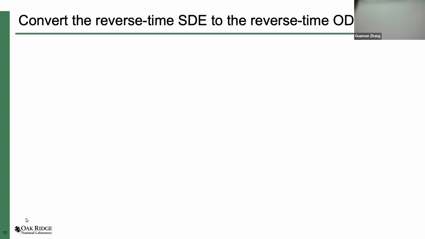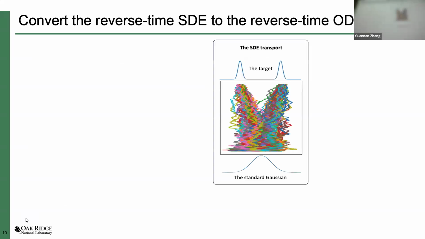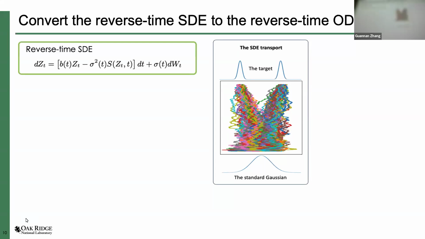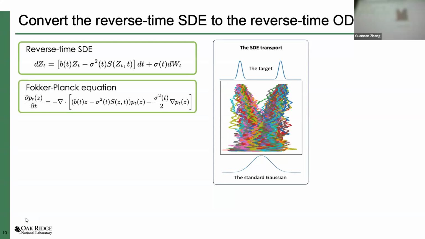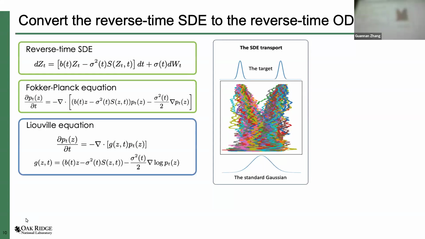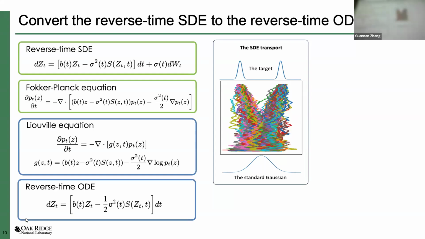But that's not good enough to get the labeled data, because this is the SDE transport. What we want is a smooth functional relationship between the initial state and the terminal state of this flow map. But if you solve the SDE, apparently there's no such smooth relationship because it's all stochastic. And this is the reverse-time SDE, and this is the corresponding Fokker-Planck equation. By simply using the formula that the gradient of PT equals PT times the gradient of log PT, you can convert that to a Liouville equation. And the Liouville equation corresponds to this reverse-time ODE, which has the 1/2 here, but you remove this stochastic term.